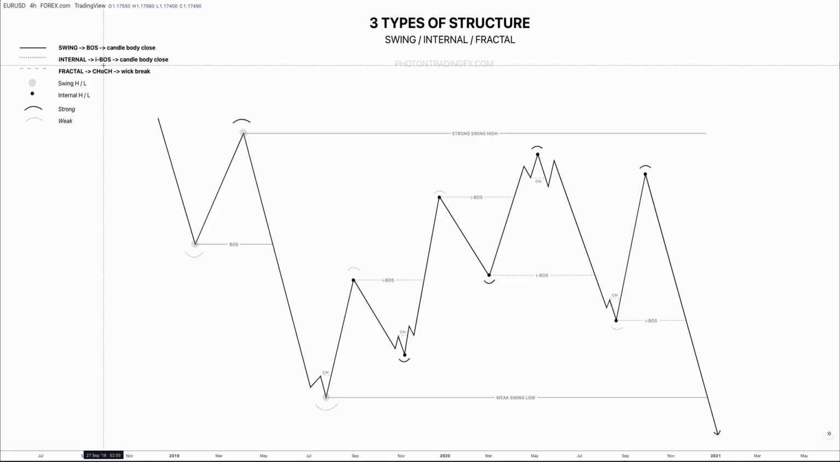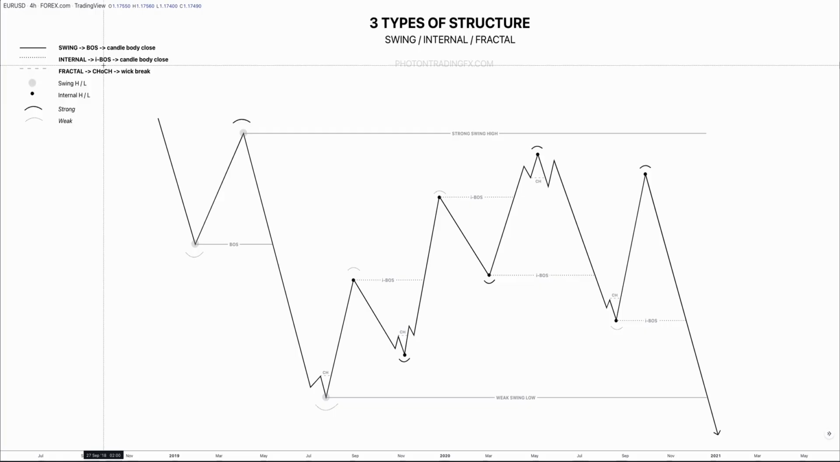Now, I was originally planning to do its own individual lessons on it, just like we have for swing and fractal. But really, you can't draw your internal structure unless you already are drawing your swing structure. You have to have them both at the same time. So I just thought I may as well jump straight into putting all three types together now. And I think it will make a lot more sense.